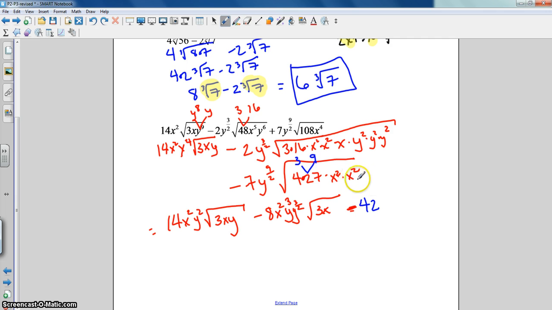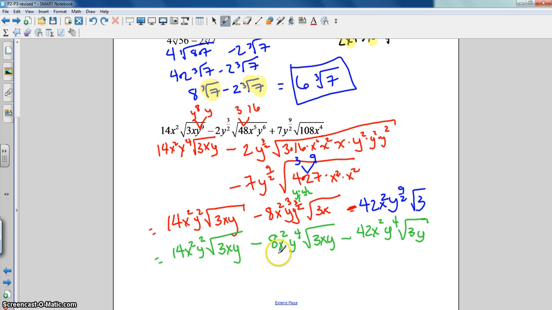And then I have 2 x squareds, so I pull out an x squared as a result, an x for each of those, and I'm left with y to the 9 halves square root of 3.